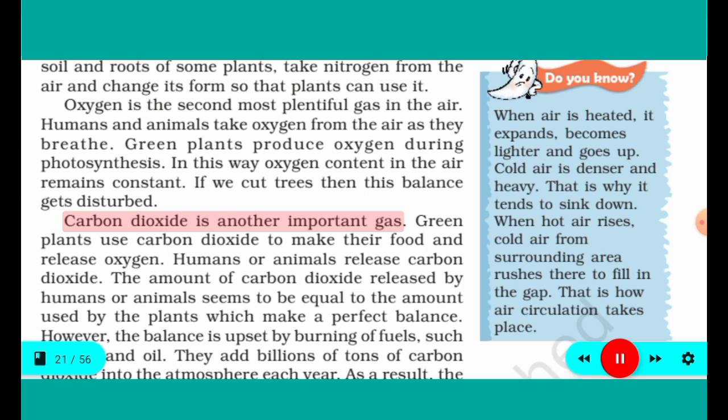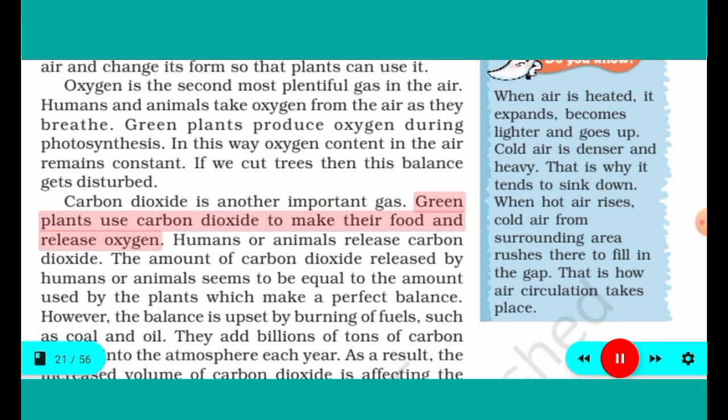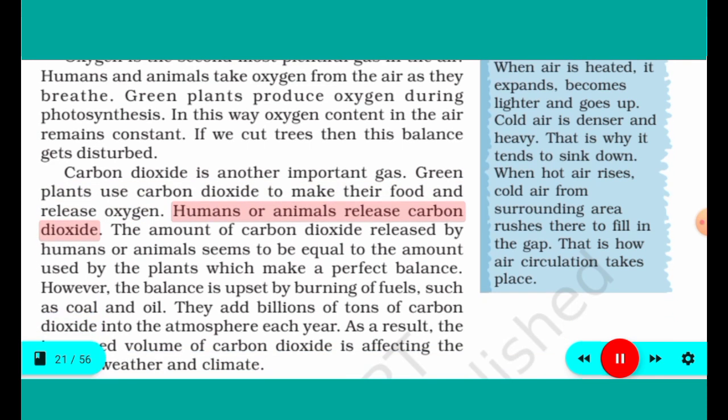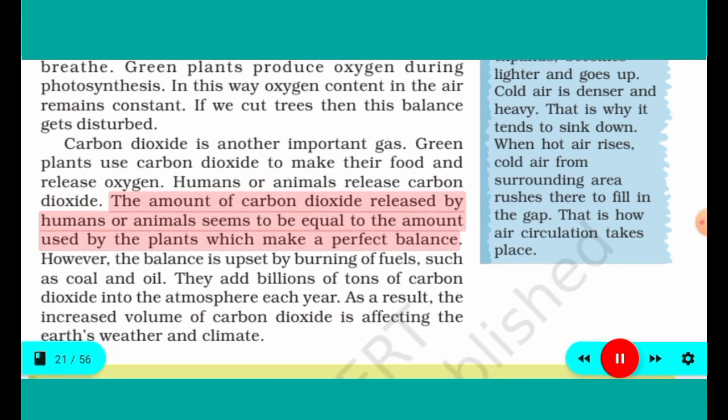Carbon dioxide is another important gas. Green plants use carbon dioxide to make their food and release oxygen. Humans or animals release carbon dioxide. The amount of carbon dioxide released by humans or animals seems to be equal to the amount used by the plants, which makes a perfect balance.